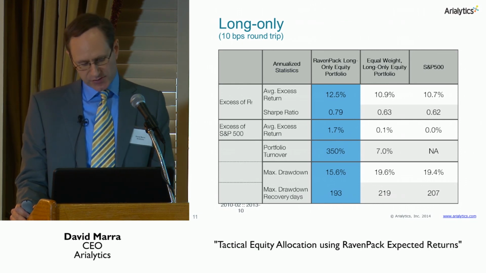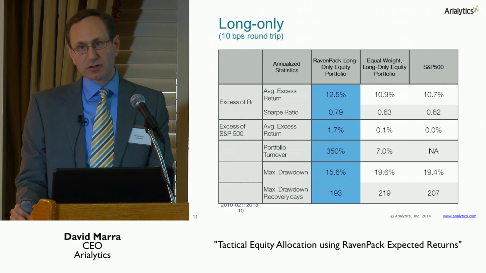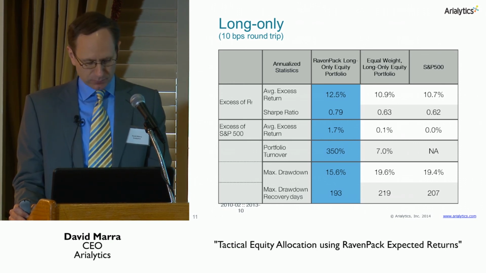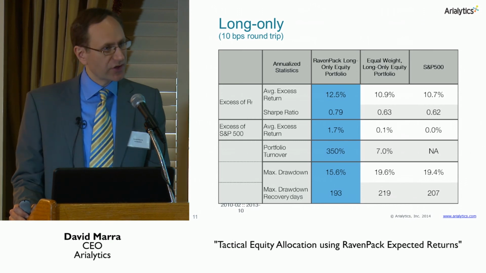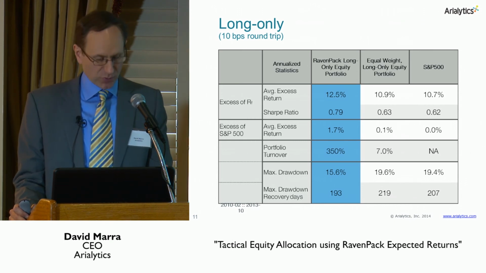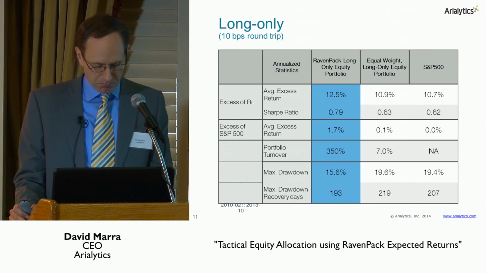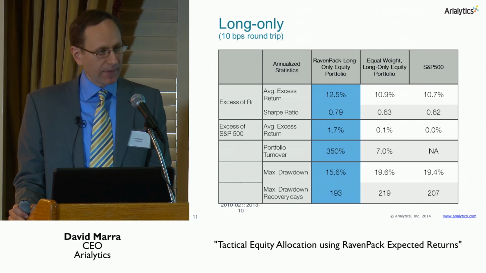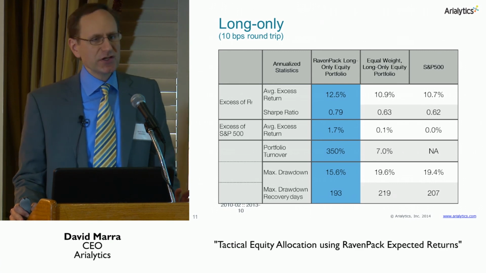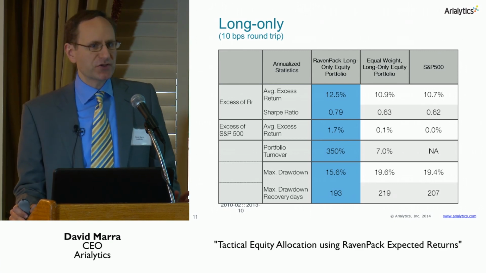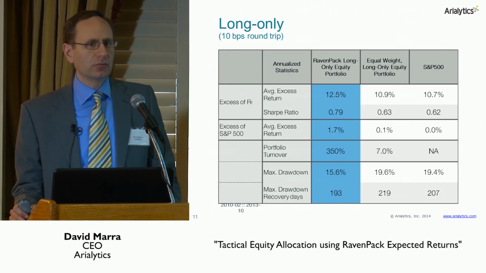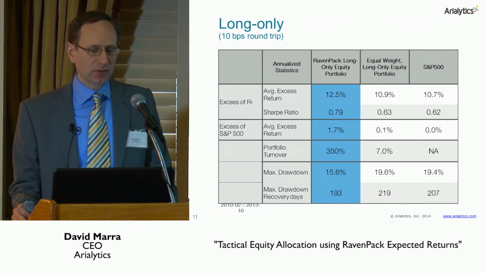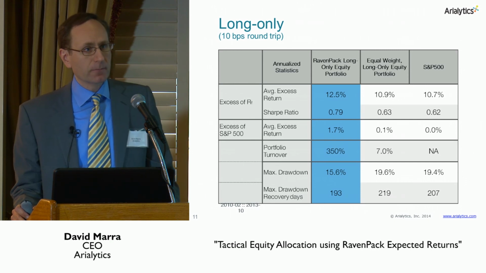And what you can see is, we have average excess returns, the Sharpe ratio, average excess returns x the S&P 500. The first one was x the risk-free rate, the turnover, the maximum drawdown, and then the number of drawdown days. And we can see across all of the performance measures that we looked at, this portfolio does better. It lowers risk and delivers a bit more return.